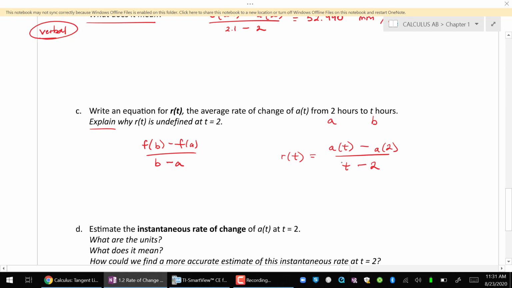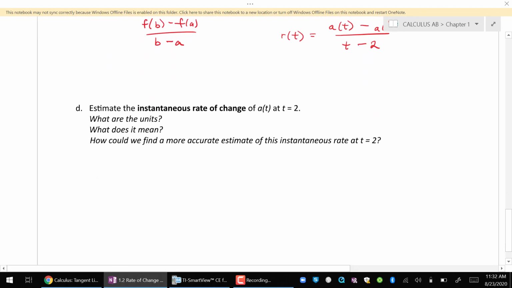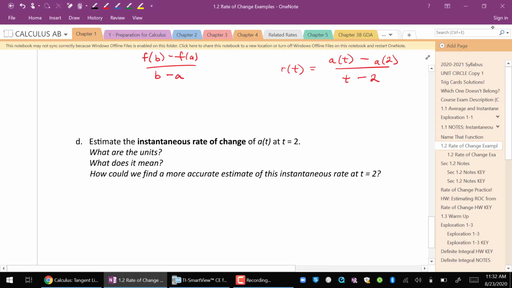Well, if you plug in a 2 right here to R of t, then I'll have 0 over 0, an undefined indeterminate form, division by 0, so it's going to be an undefined expression. There is no value, no answer, so I can never be exactly on a number. So that's why for part D, to conclude this problem, I can't get the instantaneous rate of change directly at 2, so I've got to get creative and move a little bit off of 2.